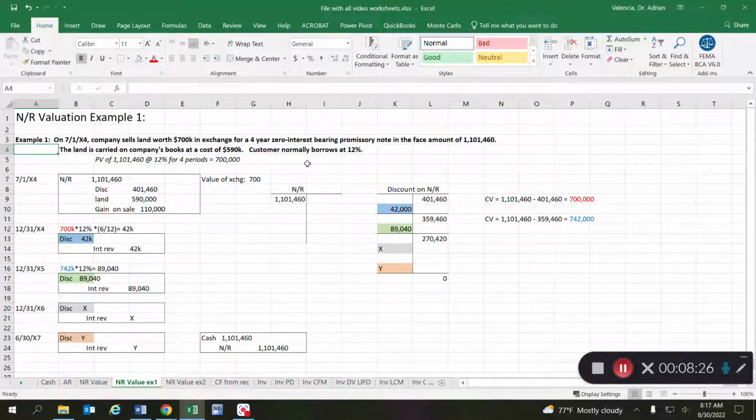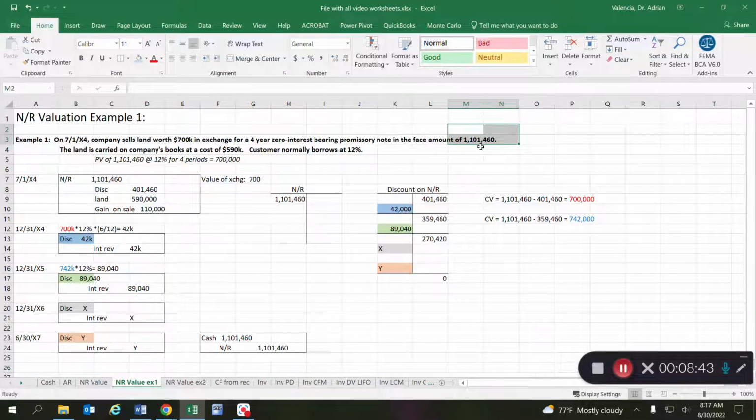So look at some of the issues that are occurring here. We tell the customer that we're going to sell this land to them at this price, and that they don't have to pay us that $1.1 million until 4 years from now, and that it's 0 interest bearing. Okay, so that's what you tell the customer.